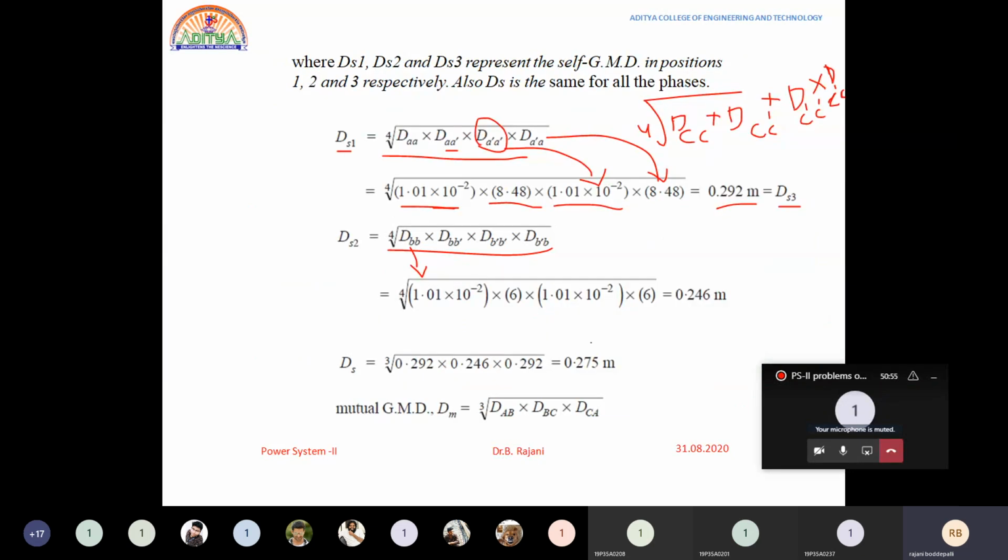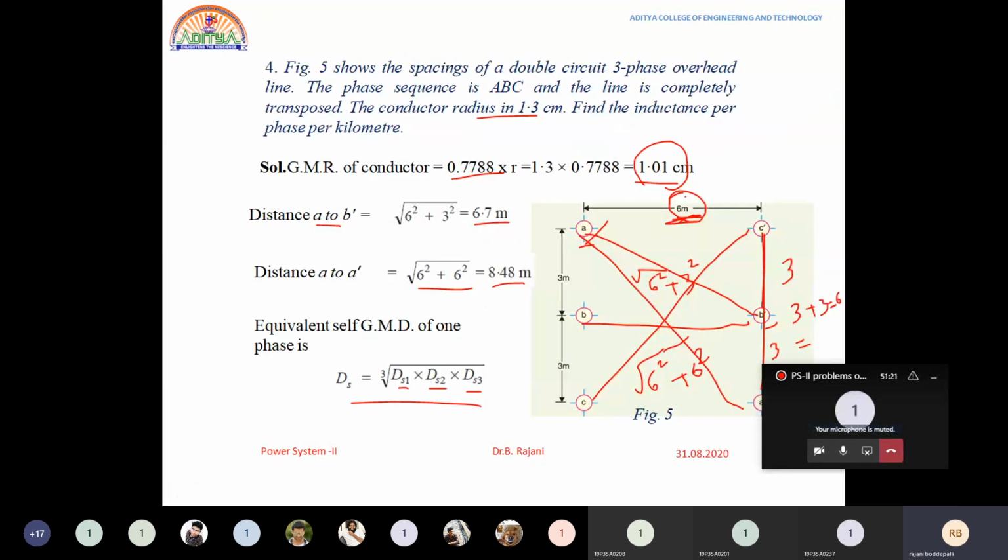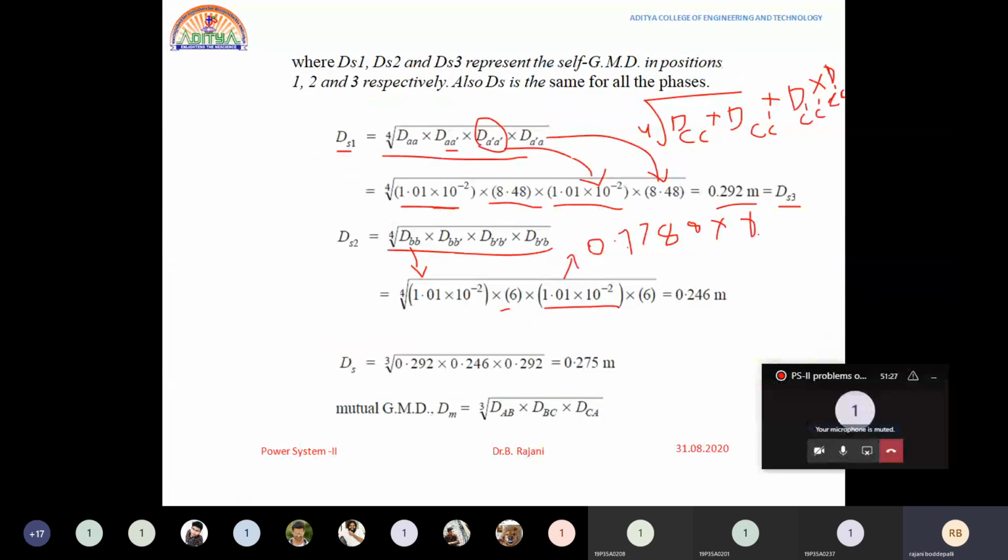We can say straight away, that is what we have kept over here. B dash is nothing but 1.04. B dash is the self of it, that is nothing but putting in the formula 0.7788 into R. What is the R value we are having? R is given as 1.3, so straight away put 1.3 in place of R. If you put it, you will be getting the same answer as this. This is the value of that.